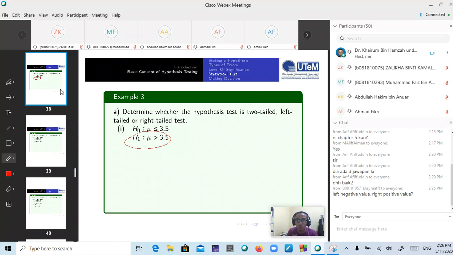The table is only to get the value, not the sign or symbol. Okay, the table is only to get the value, not the sign. The sign, negative or positive, refers to the H1.